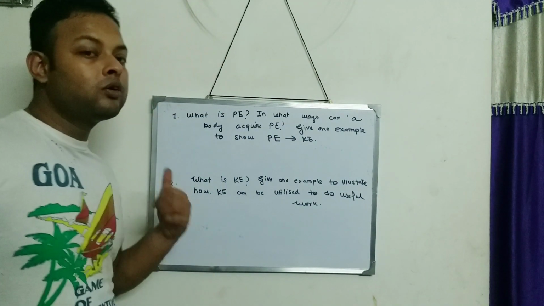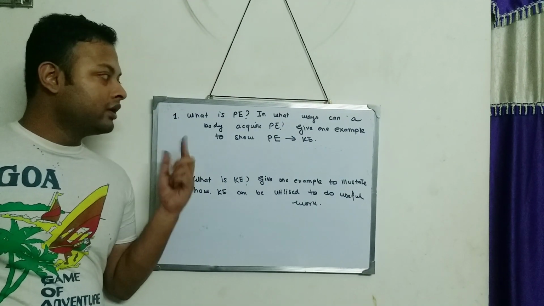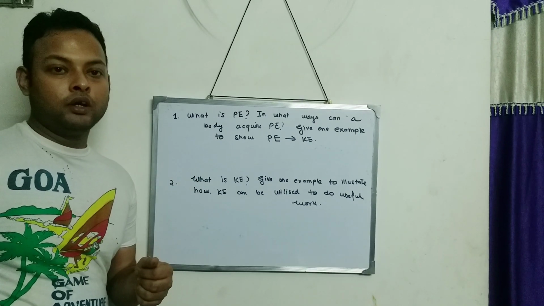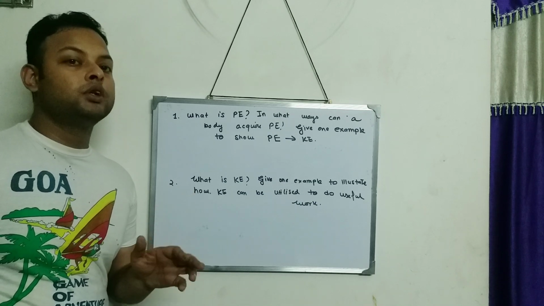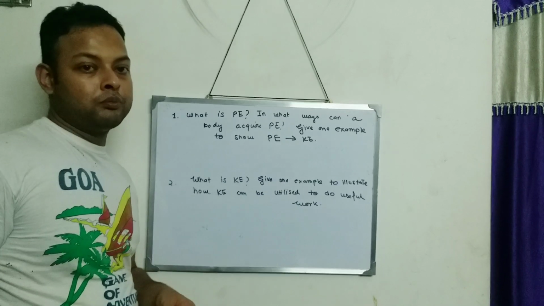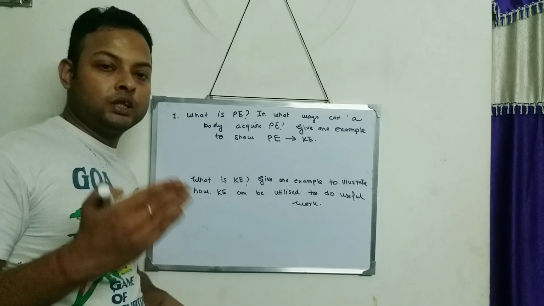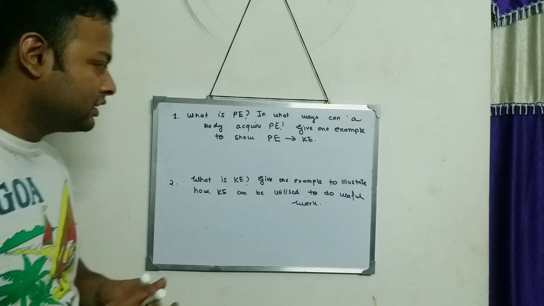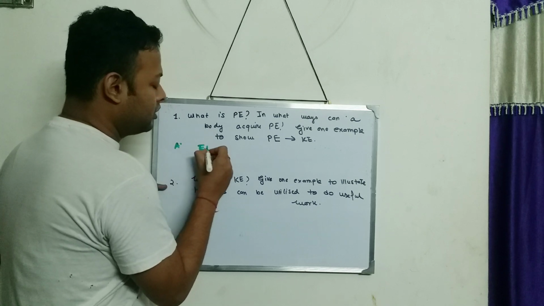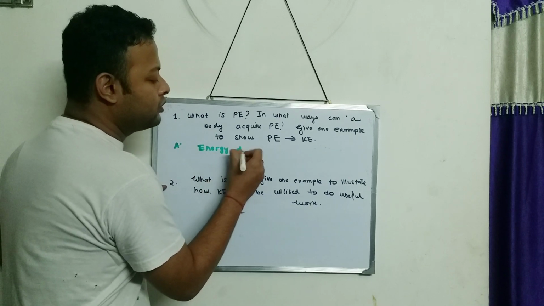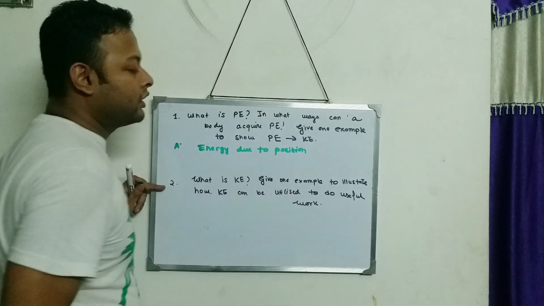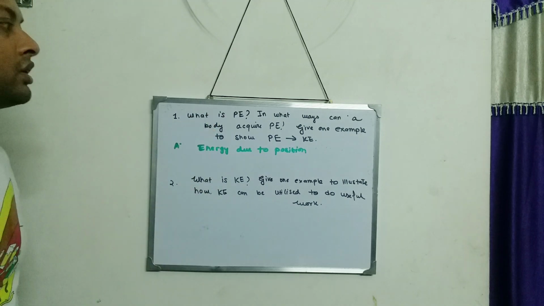Now, these are the long question answers. First question, what is potential energy? Potential energy is the energy acquired by the body due to its position, or due to its height, or due to its condition. So I'm just writing the general statement. The energy due to position is called potential energy.